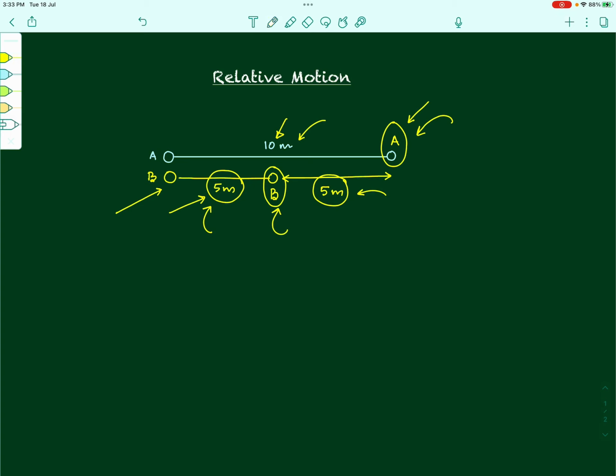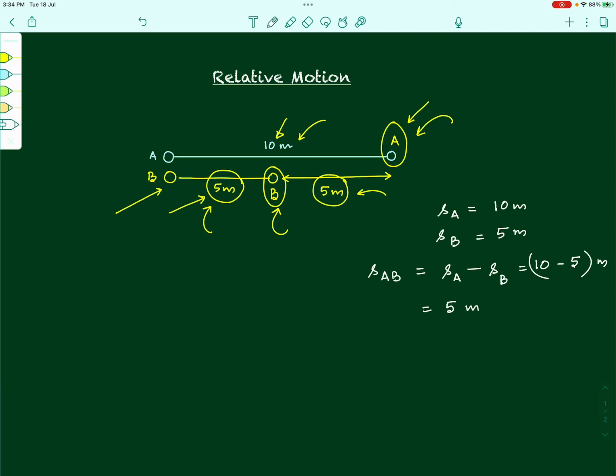Now mathematically, how do we express this? We know that the displacement of A is 10 meters and the displacement of B has been 5 meters. According to what we have just discussed, the relative displacement of A with respect to B, this is how we write it, will be the displacement of A minus the displacement of B. It is 10 meters, the actual distance travelled by A, minus the distance travelled by B. This gives us the displacement of A as seen by B, or with respect to B.